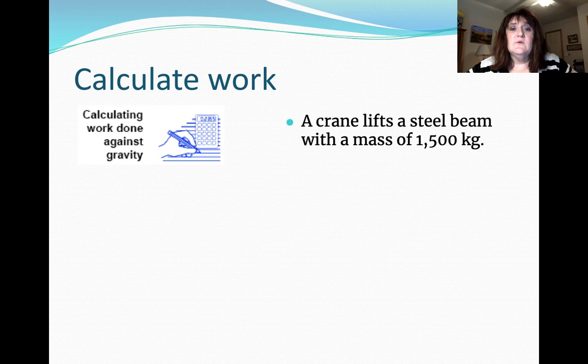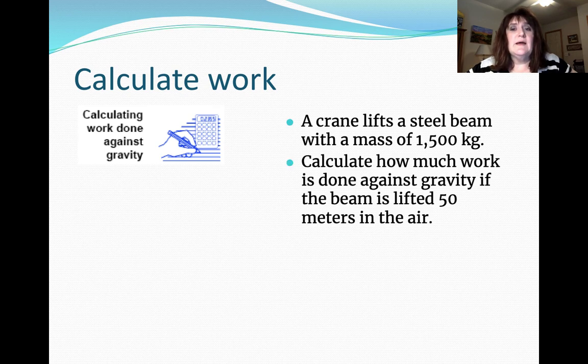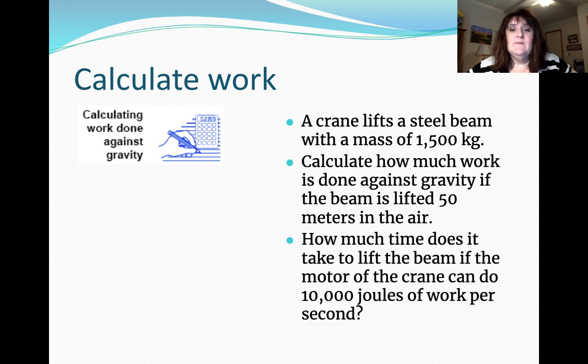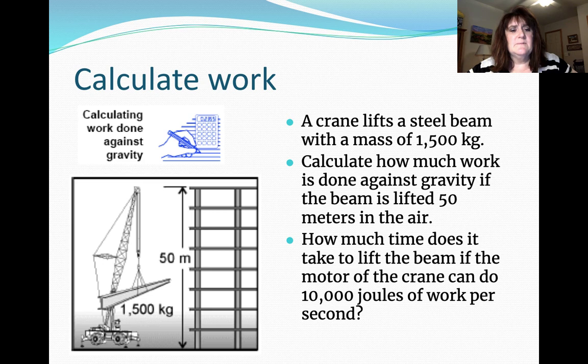So calculate the work done against gravity. A crane lifts a steel beam with a mass of 1,500 kilograms. Calculate how much work is done against gravity if the beam is lifted 50 meters in the air. Then, how much time does it take to lift the beam if the motor of the crane can do 10,000 joules of work per second? Here's a diagram that might help.